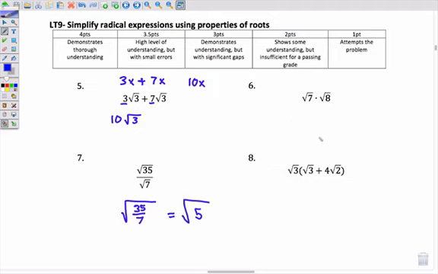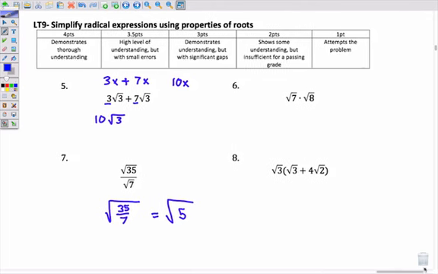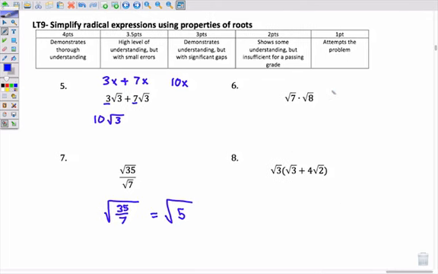Back over to number 6. Since we are multiplying, you can actually change what's under the radical. So when you multiply, that's where you can rewrite it like this, under one radical, sort of like what we did with division. This then equals square root of 56. And most people were able to get that part fine.